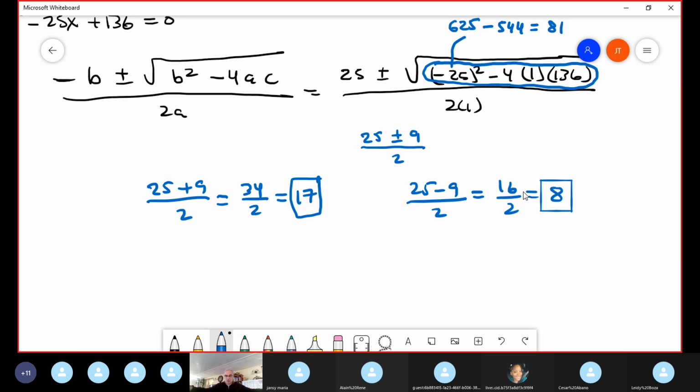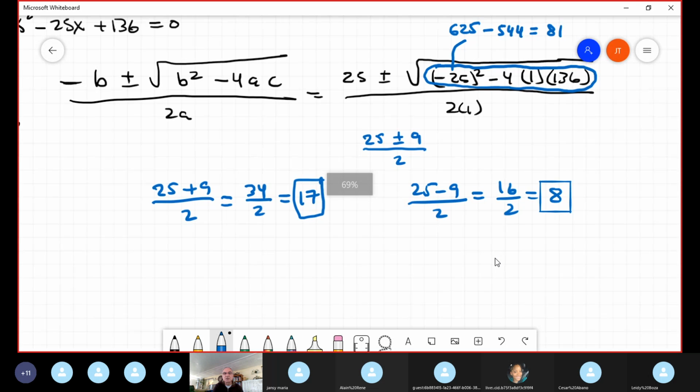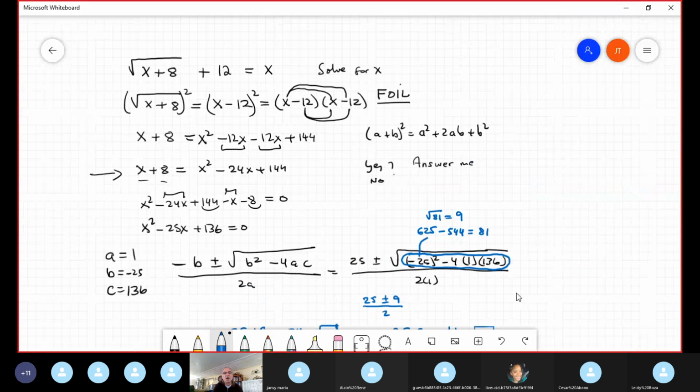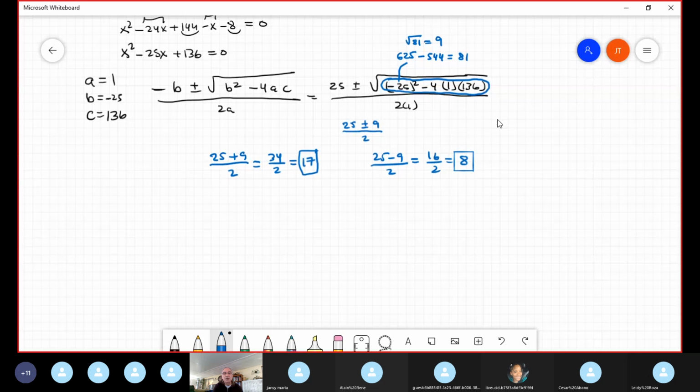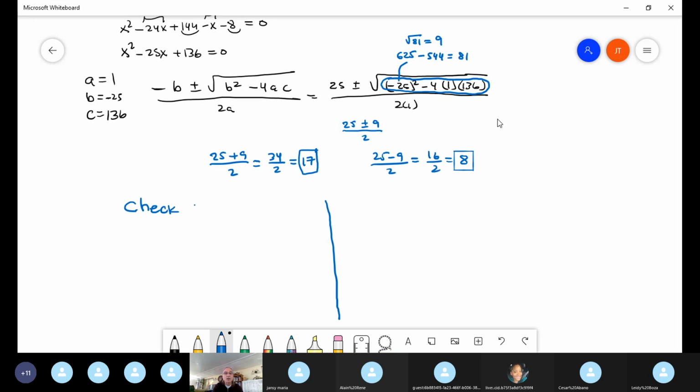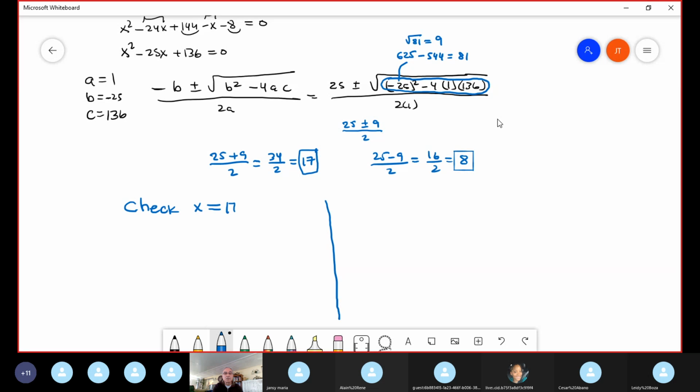And that's it. I finish. Do I say to the professor to grade this answer, 17 and 8, or do I need to check it? I need to check it, of course. So I split the paper into parts. I'm checking for x equal 17. Yeah, and I need to check for x equal 8. And surprise, what's going on?